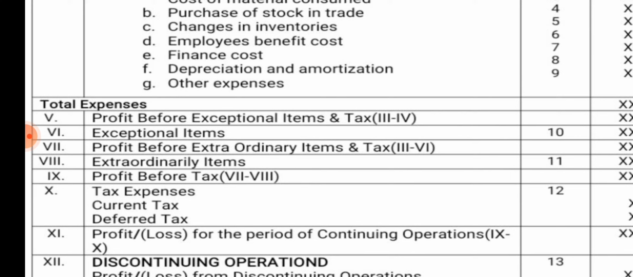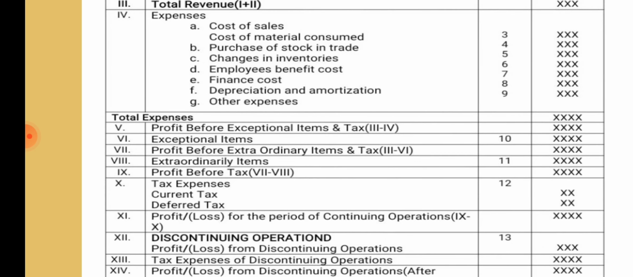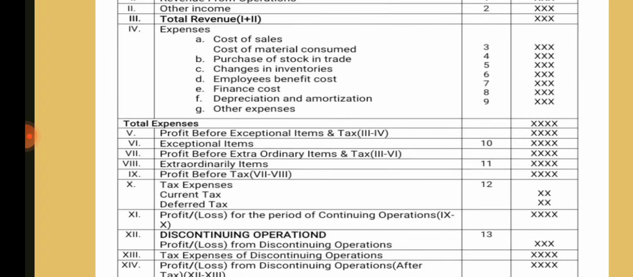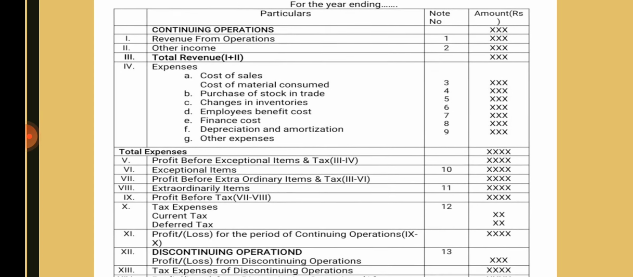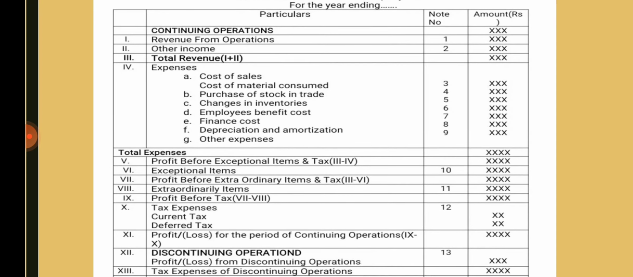From profit before tax we have to deduct the tax, that is current year tax, and if there is any deferred tax, that we have to deduct. After deducting the tax, whatever balance remains, that balance is nothing but profit or loss for the period from continuing operations. There will be two operations, one is continuing operations and the other one is discontinuing operations.